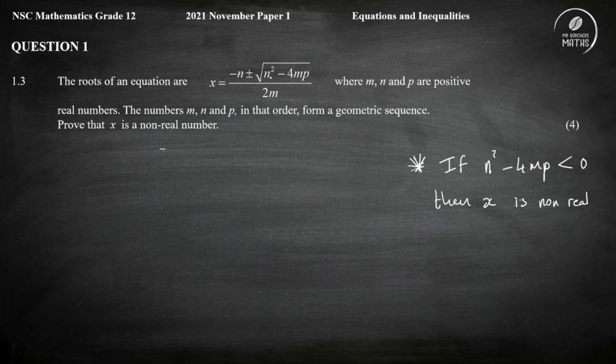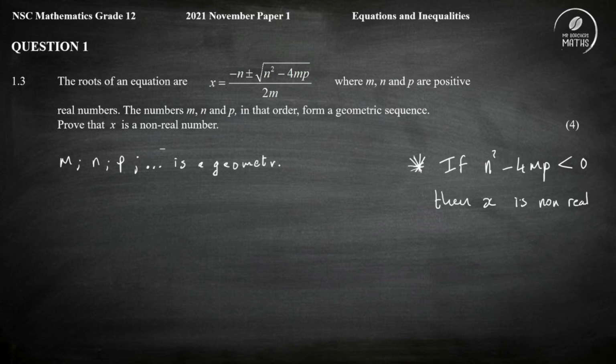So that's what we have to do with this question. We've got to show that n squared minus 4mp is less than 0. Okay, how are we going to do that? Well, the first fact we're going to use is that m, n, and p form a geometric sequence. So let's just state that. m, n, p, and so on and so on is a geometric sequence.